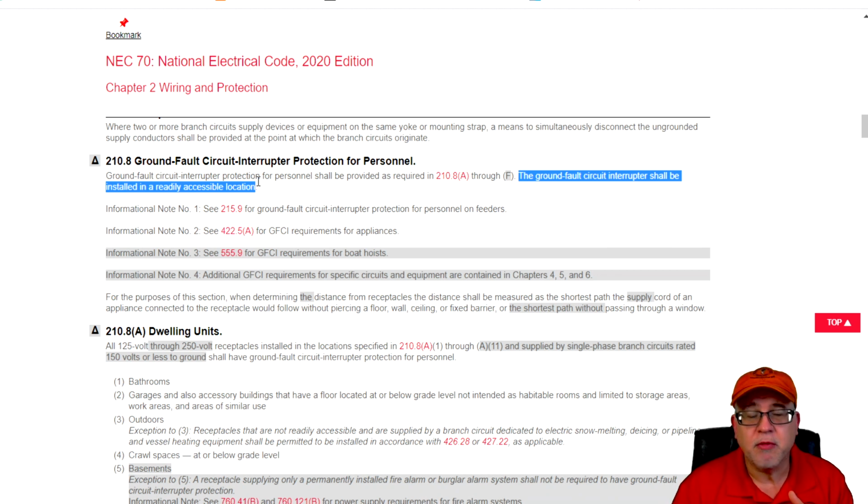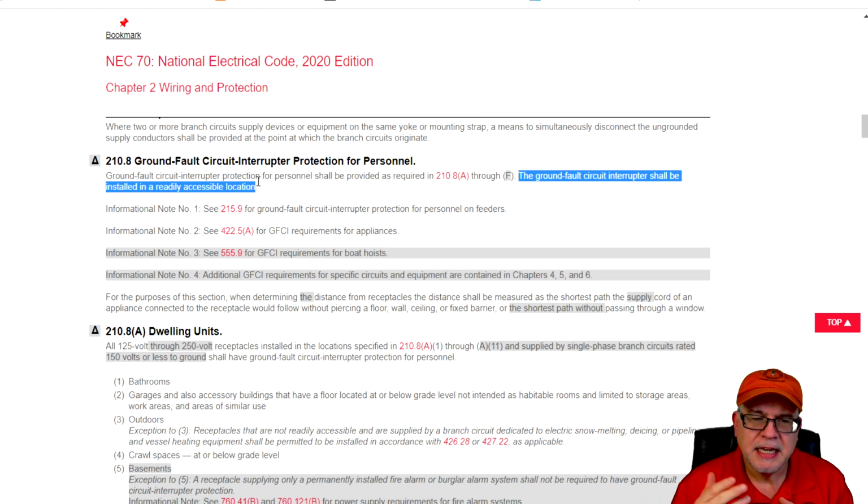Okay, and so the movement of that moves that up into 422 for appliances. But the significance behind that change is it now applies broadly to all dishwashers. It no longer just applies to residential dishwashers. So that is a significant change for the 2020 edition of the National Electrical Code.